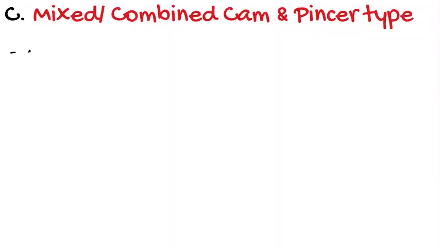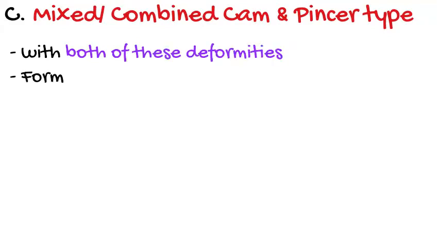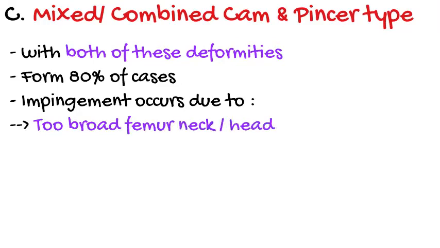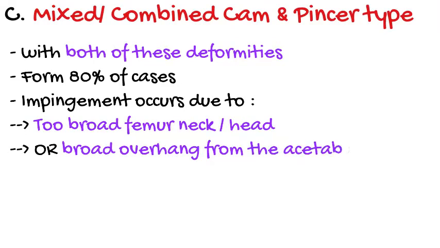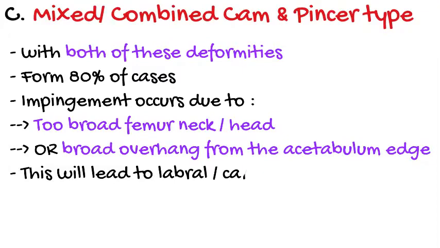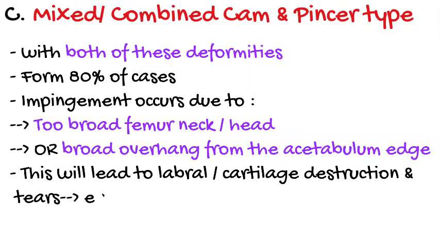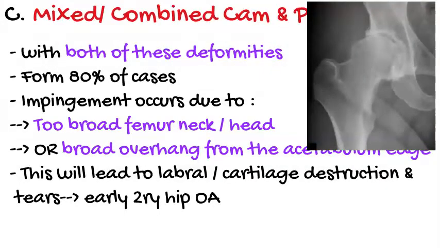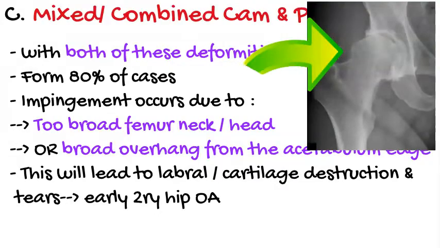For C, the mixed or combined cam and pincer type, with both of these deformities, it forms around 80% of most cases of osteoarthritis. The impingement can occur due to a too broad femur neck or head, or a broad overhang from the acetabulum edge. This will lead to labral or cartilage destruction and tears that will lead to early secondary hip osteoarthritis (OA).